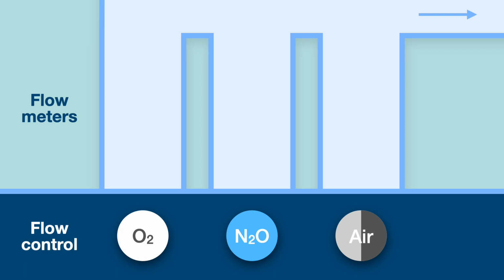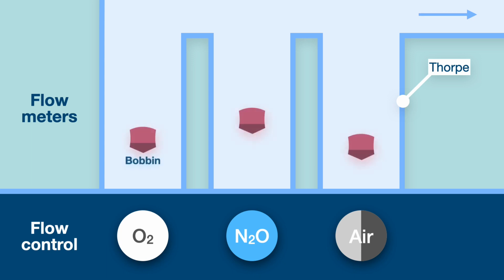These tubes are also called Thorpe's tube. And to see how much flow is occurring, we have something known as bobbins. So if I turn the oxygen knob, oxygen is going to move in and this is going to move the bobbin. So this can be measured in the tube to see how much flow is occurring.